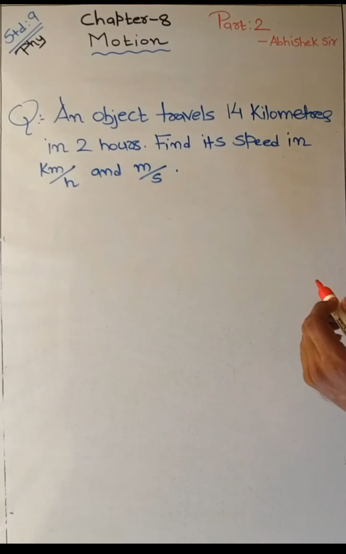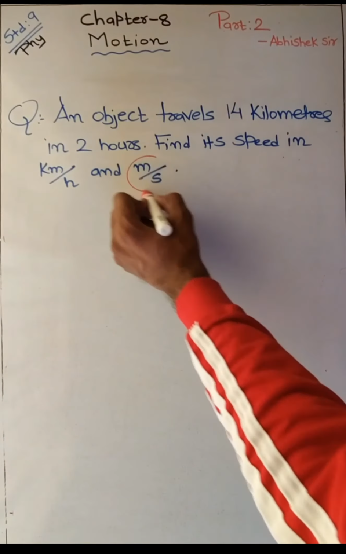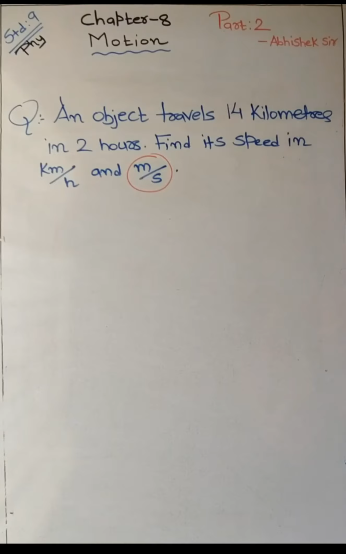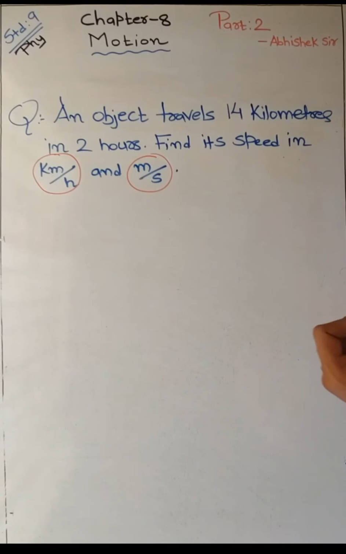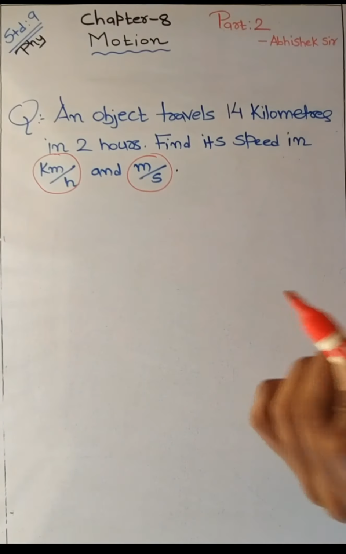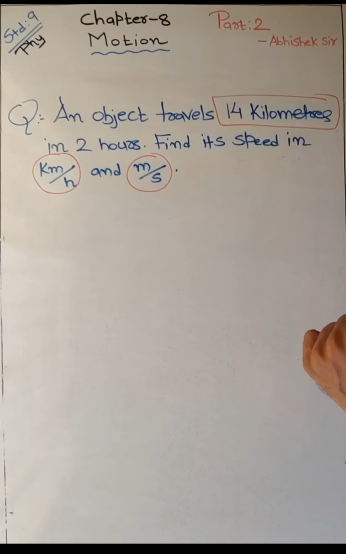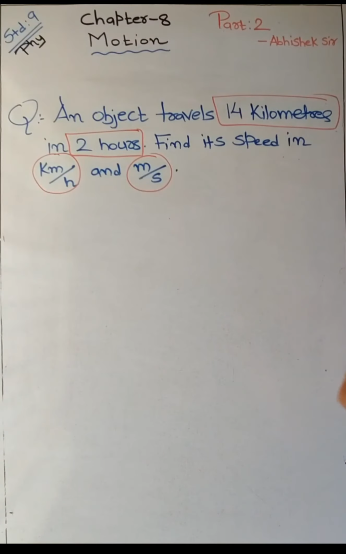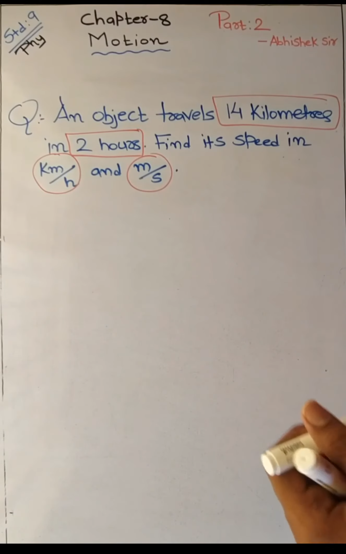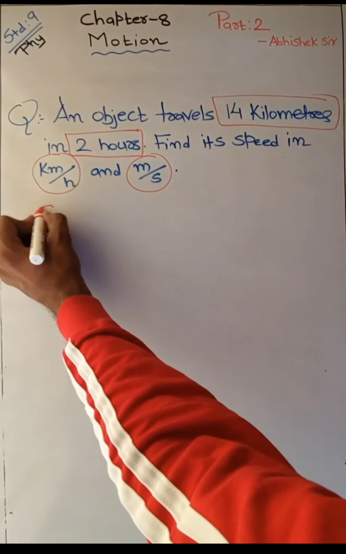So in this question, please keep in mind we are also finding how to convert kilometer per hour into meter per second, right? We will focus on what is given. The first information that is given is 14 kilometers, so that will be the total distance, and another information we have been given is 2 hours, that is the time, right? So quickly let us write.